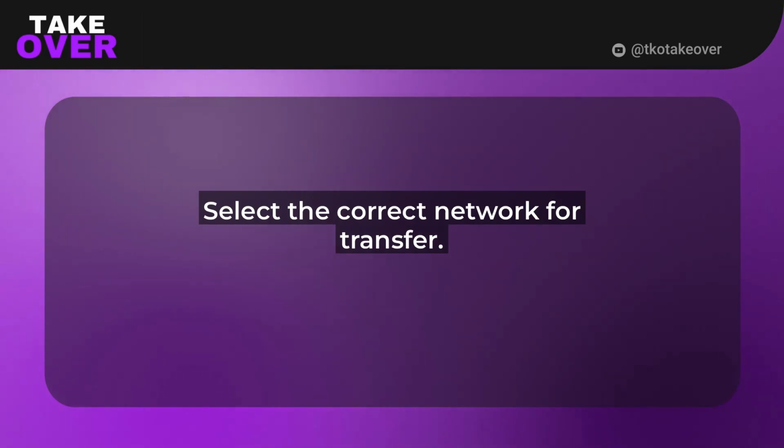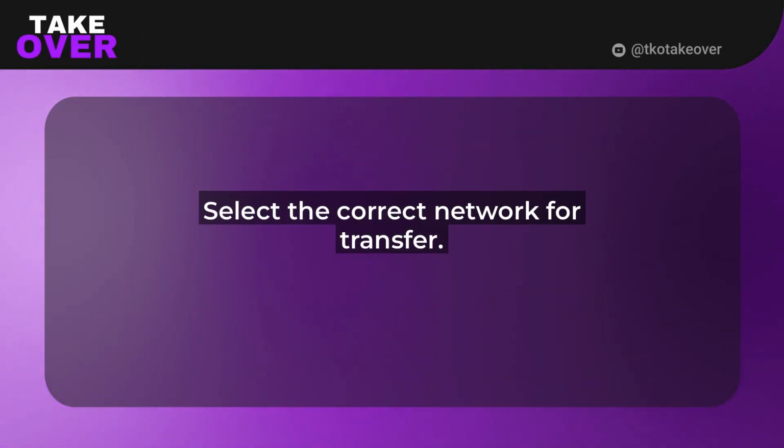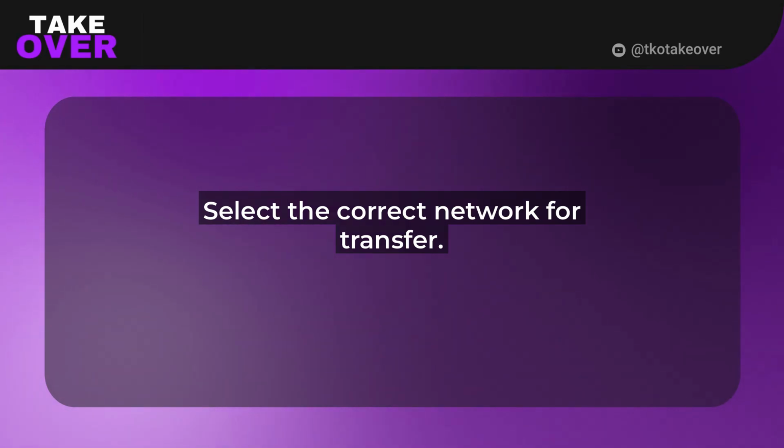Step 2. Select the right network. In 2025, Crypto.com supports multiple chains, so match it with your USDT's network. Ethereum is common, but Tron might be faster and cheaper. Enter the amount you want to transfer, and don't forget to check the gas fees or network costs beforehand.